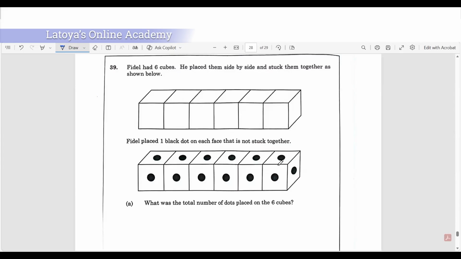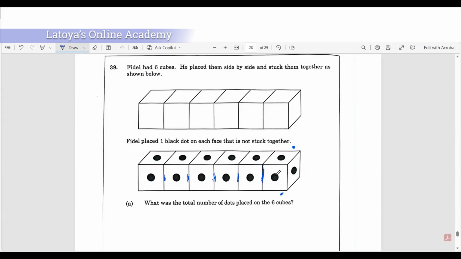Now, the thing about the question is you cannot see the dot on this side, and you cannot see the dot under. But remember, the only faces that are stuck together are these. So that's one of the things you have to recognize. You cannot see the dot on the other side and on the under, but you have to count it. You have to take that into consideration. What is the total number of dots placed on these 6 cubes?